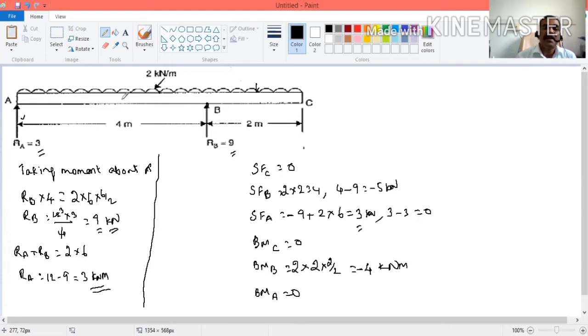Then what is the meaning? Bending moment at this point will be maximum. That point you have to locate. Now I show the shear force and bending moment diagram. After that, let us calculate the shear force and bending moment at this point.